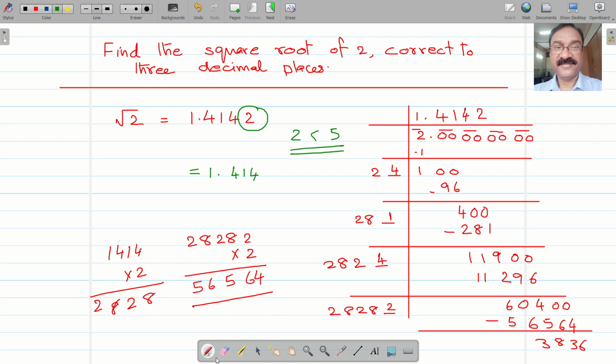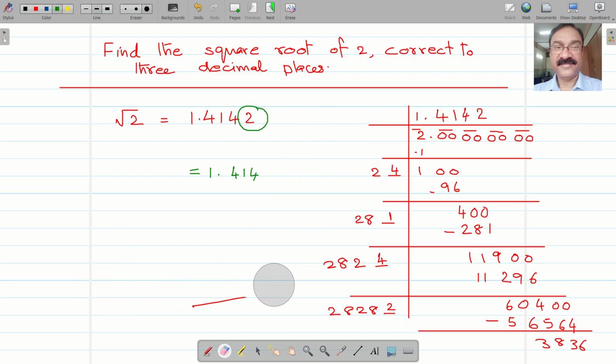Now the square root of 2 is equal to 1.414, correct to 3 places of decimals.